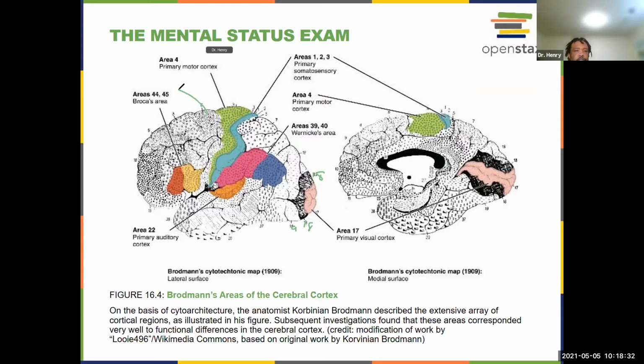So the areas are, as I said, aligned next to each other, so that you have an area that's dedicated to certain aspects of sensory or motor functions or things like that. Okay.